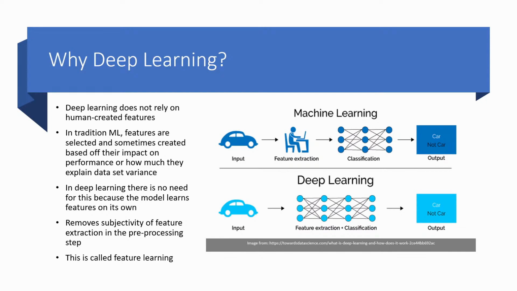If you look here on the right side, we can see this in action. On the top part, we can see that the input is a car, and then a human has to physically extract which features are important for the car before feeding those features into the classification model and producing an output of car or not car. Conversely, on the bottom, we see deep learning. We have a car as an input and it immediately feeds into the deep learning neural network, where we can see the feature extraction and classification occurring simultaneously. And this produces an output of either car or not car.